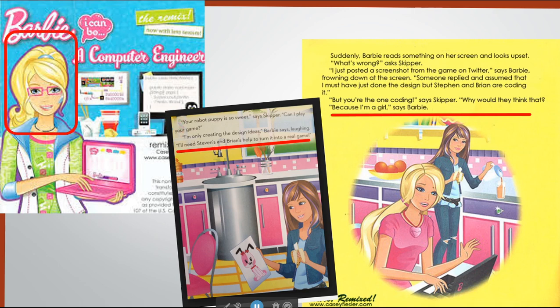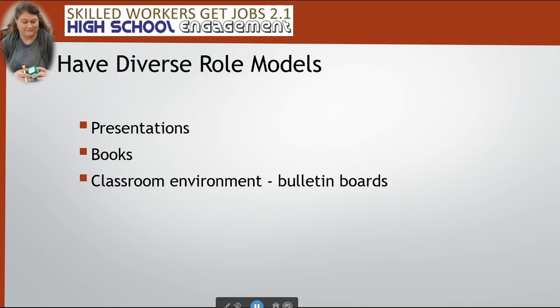Now, I also want to point out that if you look at the Barbie I Can Be books, there's only two of them in which Barbie is wearing glasses and has her hair pulled back. One is to be a computer engineer and the other is a veterinarian. So you want to make sure that books not only have a good cover, but that they actually tell the right story.